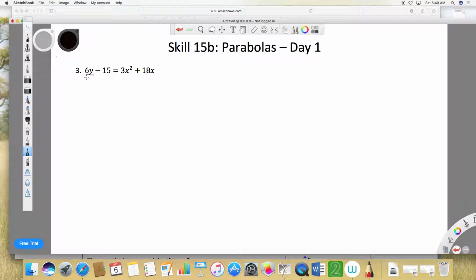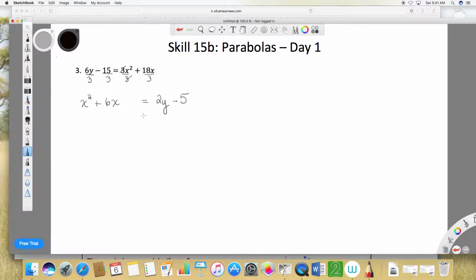So let's divide this term by 3. Let's divide this term by 3. Let's divide all of them by 3. So 3 divided by 3 is 1, and I have x squared. And 18 divided by 3 is 6, so I have 6x. And then over here, 6 divided by 3 is 2. And 15 divided by 3 is 5.